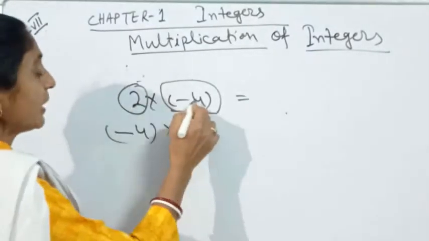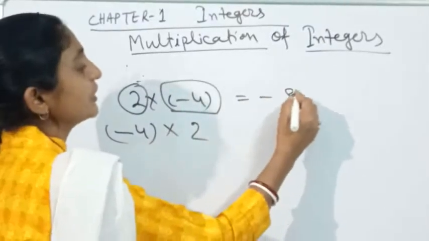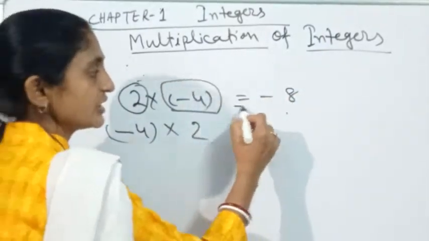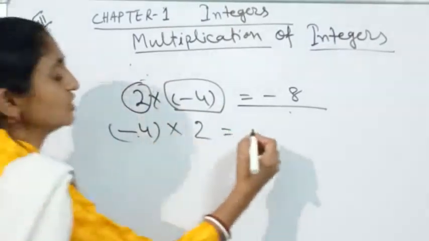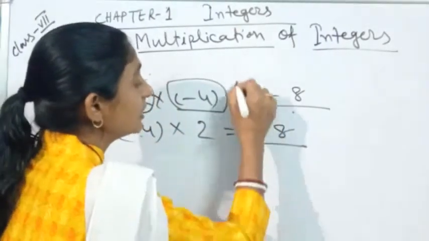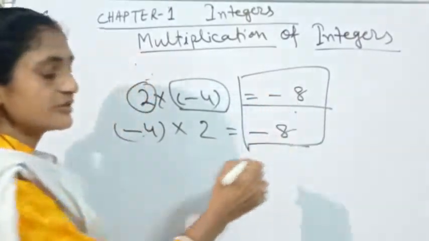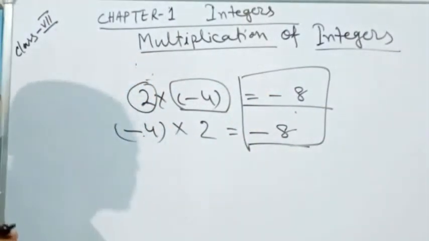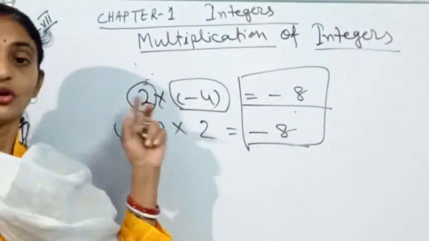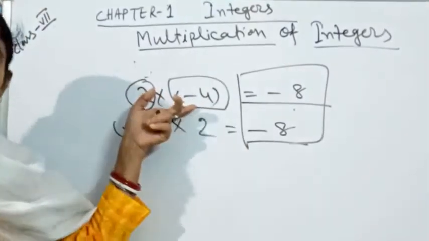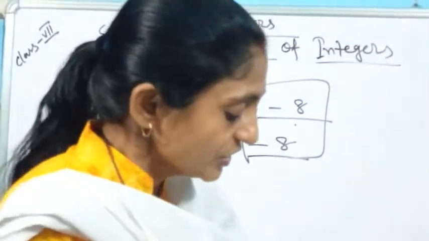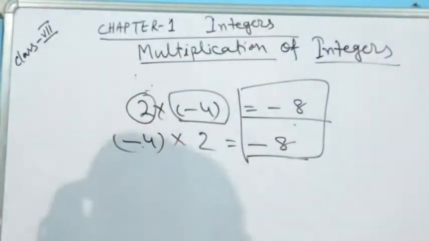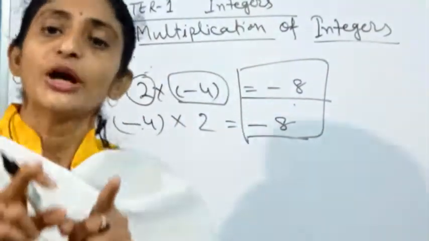Let's see. After multiplying these two, what am I getting? I am getting minus 8. This is the result here. In the second case, what am I getting? Again, multiplying these two, I will get minus 8. In both cases, you can see the result is the same. That means if we change the sequence or the order of the integers, the result will be the same. So this property is called commutative. That means multiplication of integers is commutative.